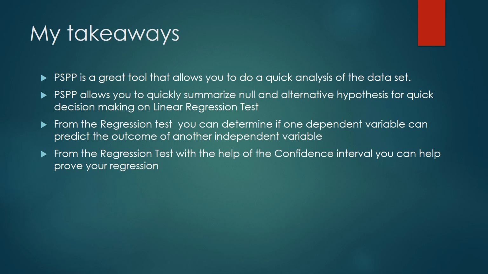From the regression test, you can determine if one independent variable can predict the outcome of a dependent variable. As you could tell from the previous 2 tests, we had statistically significant levels that let you predict various functions of income versus savings and stocks versus savings. And finally, from the regression test with the help of the confidence interval, you can help prove your regression so that when you're presenting your findings to classmates, teachers, or other professionals in your industry, the confidence interval will help prove what you found.